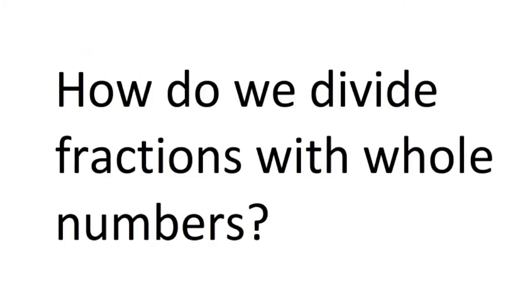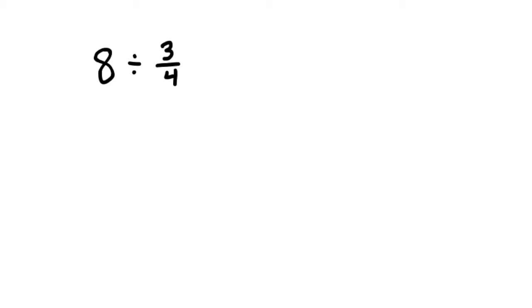Our first big question is, how do we divide fractions with whole numbers? Let's take a look at an example to figure this one out. We have 8 divided by 3/4. So what do we do here? Well, we follow the same method, keep, change, flip. So 8 stays the same, we multiply, and 4/3. So instead of writing 8, we can write it as a fraction, 8/1. You can put anything you want over 1 and it doesn't change a thing.